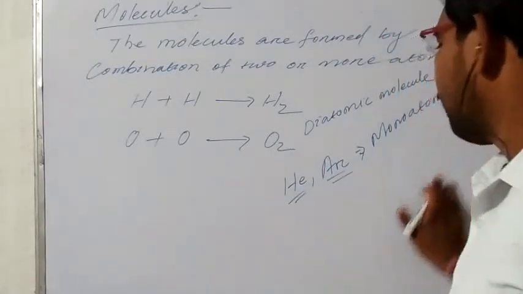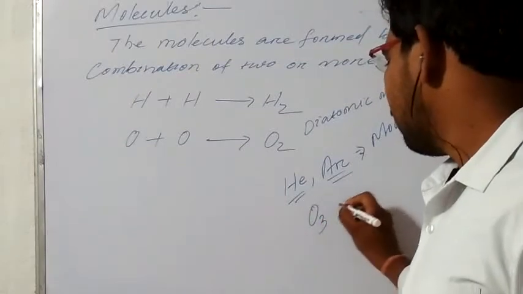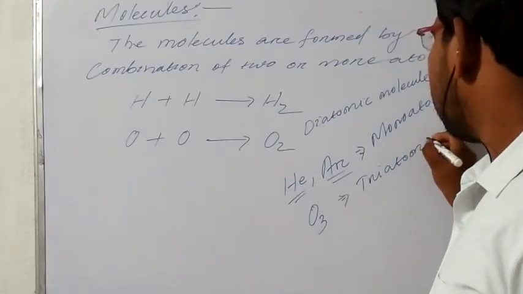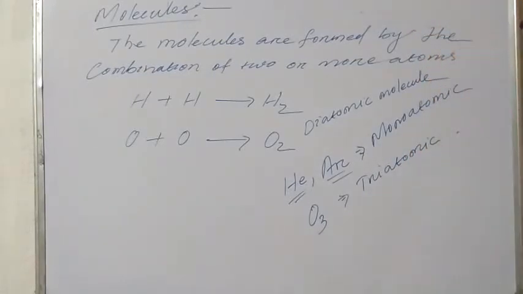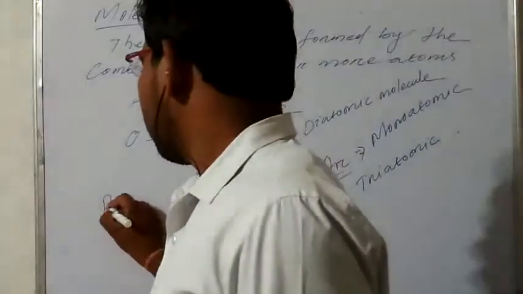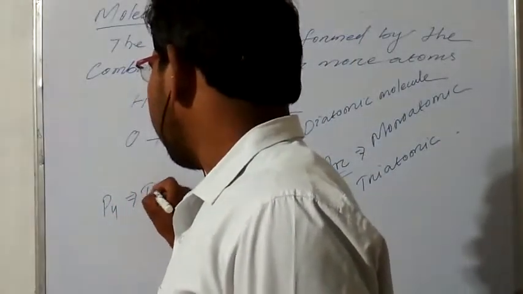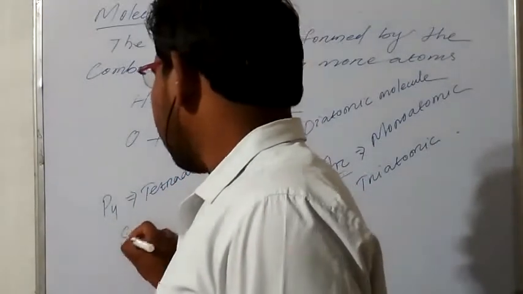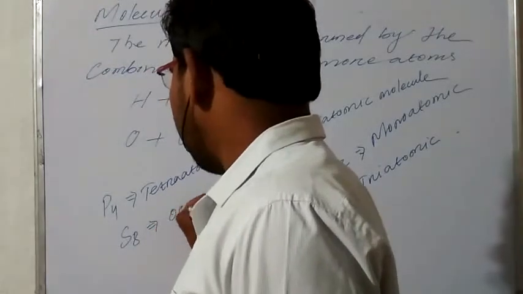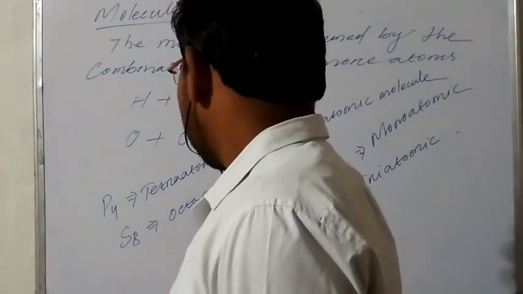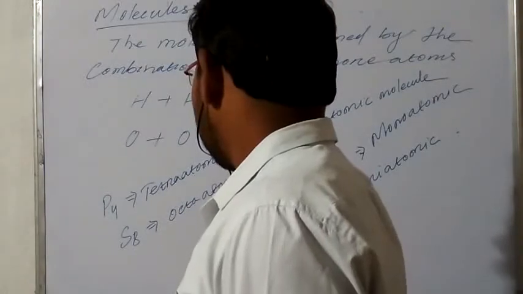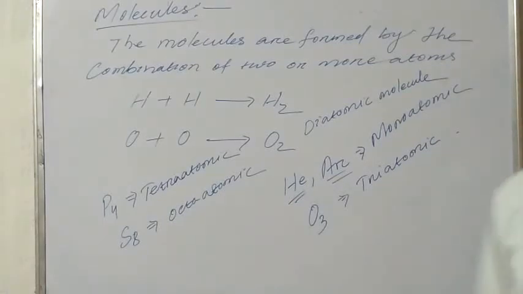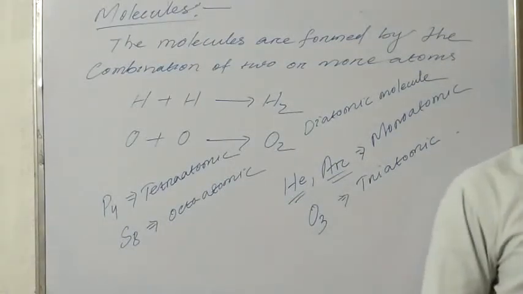So this is monoatomic. O3 is triatomic because 3 oxygen atoms are combined. Like this is P4 phosphorus, this is tetraatomic. Okay, S8 sulfur, it is octaatomic. So these are the types of molecules, and molecules can exist independently.